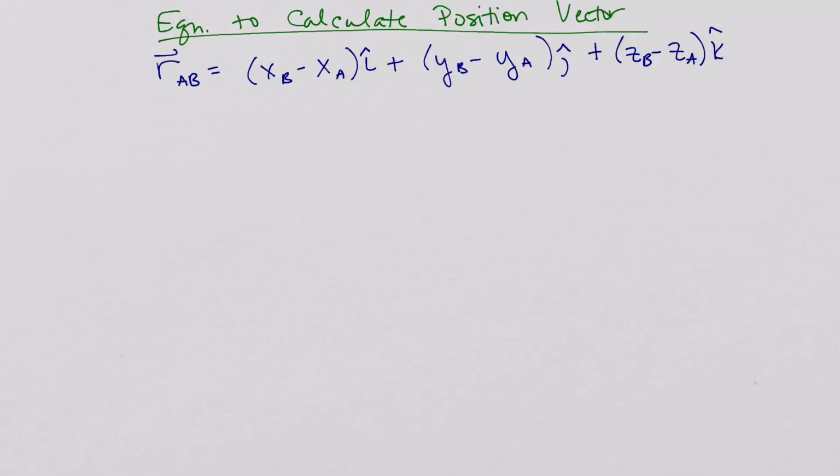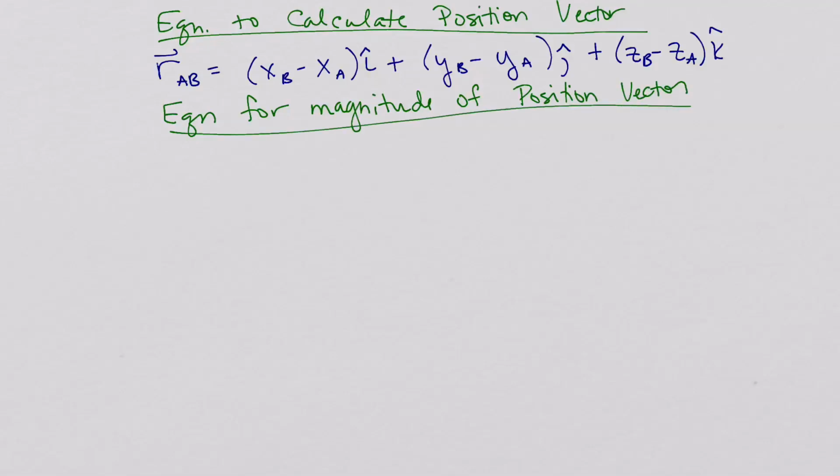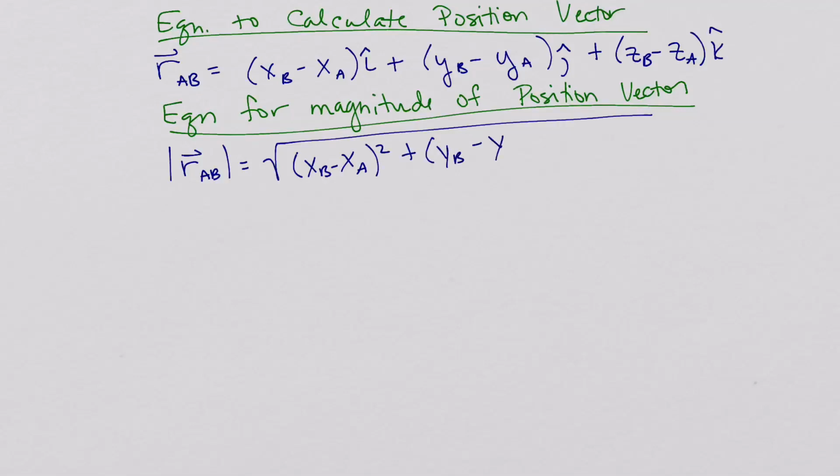The general equation for the magnitude of the position vector is that magnitude of R AB equals the square root of each of those components squared. So (XB minus XA) squared plus (YB minus YA) squared plus (ZB minus ZA) squared.